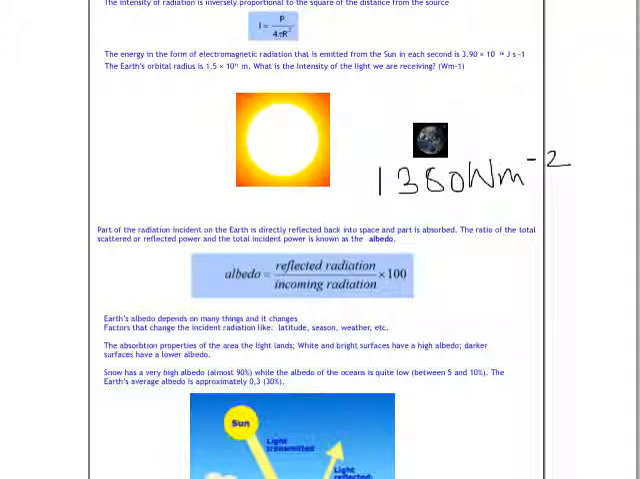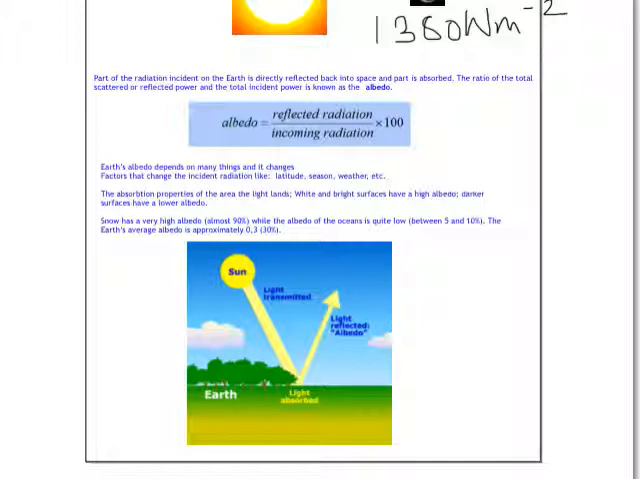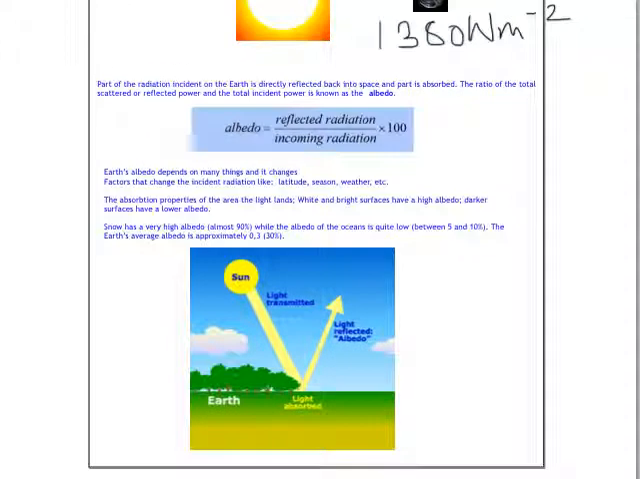Now, if we consider part of the radiation incident on the Earth is directly reflected back into space, and some of it is absorbed. The ratio of the total scattered or reflected power and the total incident power is called the albedo, and you can represent it as a percentage. So, the albedo, by definition, is the ratio of the totally scattered or reflected power and the totally incident power.